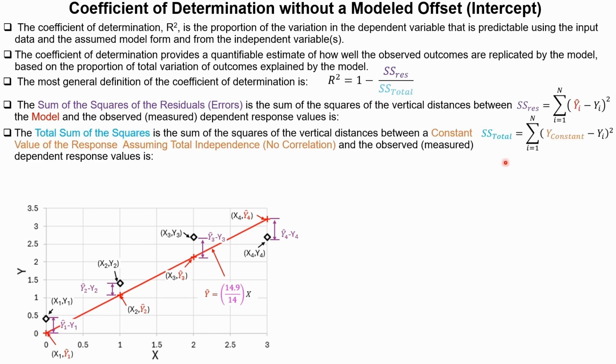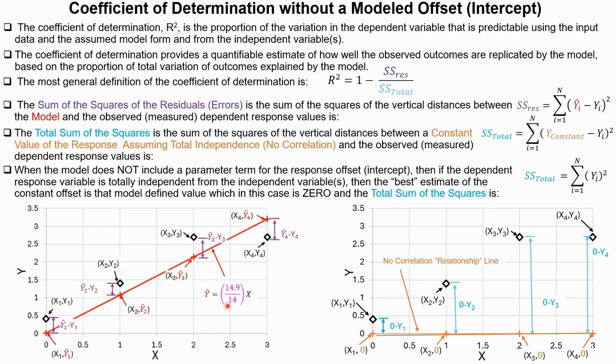The sum of the squares total once again has the same general formula, which is the sum of the squares of the difference between a constant value of the dependent variable, assuming independence between the independent variable and the dependent variable, and the actual dependent variables. However, in this case, where the model equation does not have a defined intercept term, which essentially means the intercept is 0, a valid point would be when the independent term is 0, the dependent term would also be 0. So therefore 0, 0 would be a point using this model equation form.